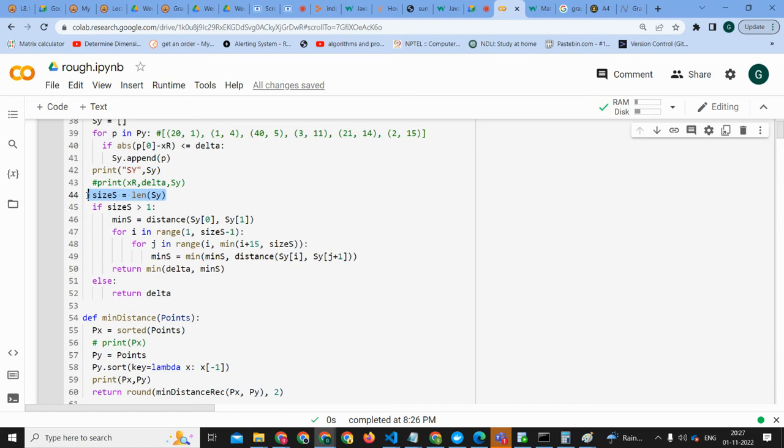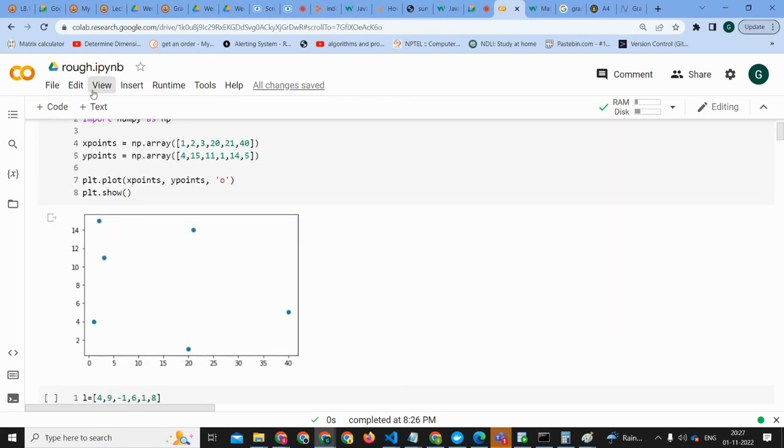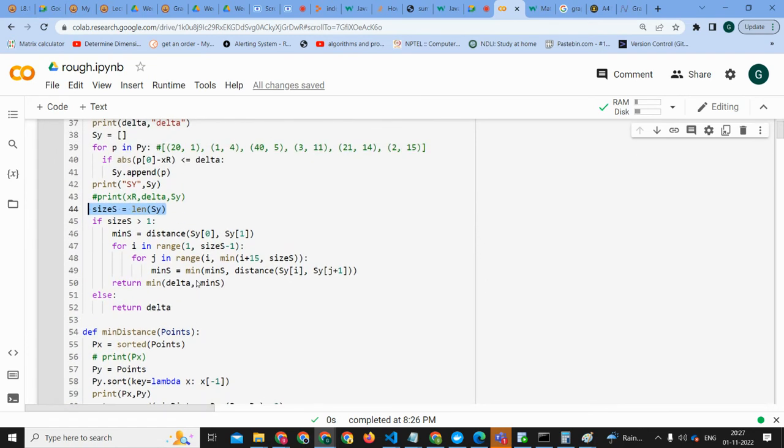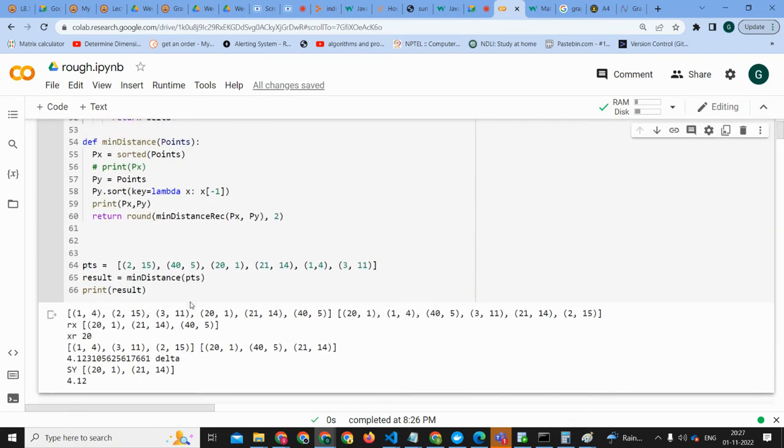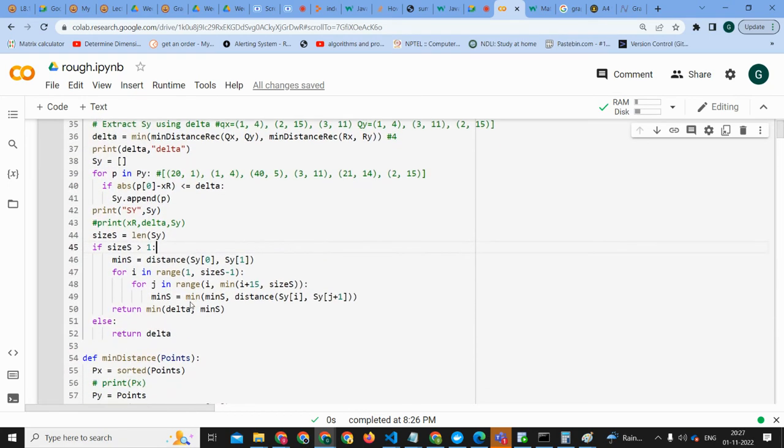So size of S, we are just saying what are all the points present in the delta region. In this case, the number of points present in the delta region is 2 points. Am I right, Nikhil? Yes. If size of S is greater than one, so if there is only 1 point, we don't need to do that. The delta is going to be the one. If there are 2 points, there's a possibility that the 2 points could be very near. Am I right, Uma?